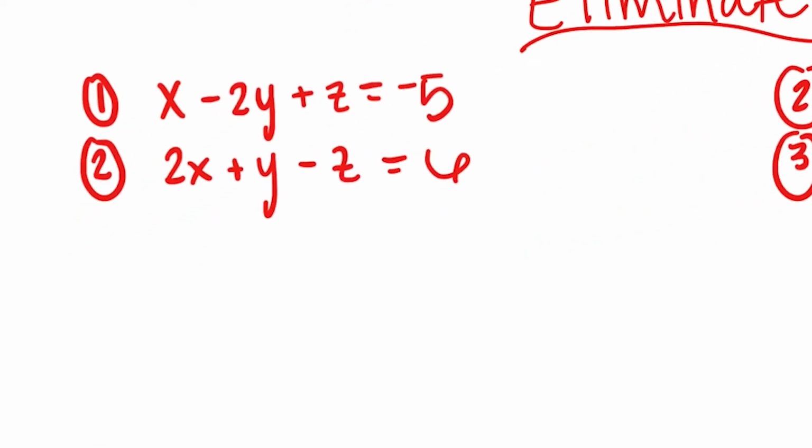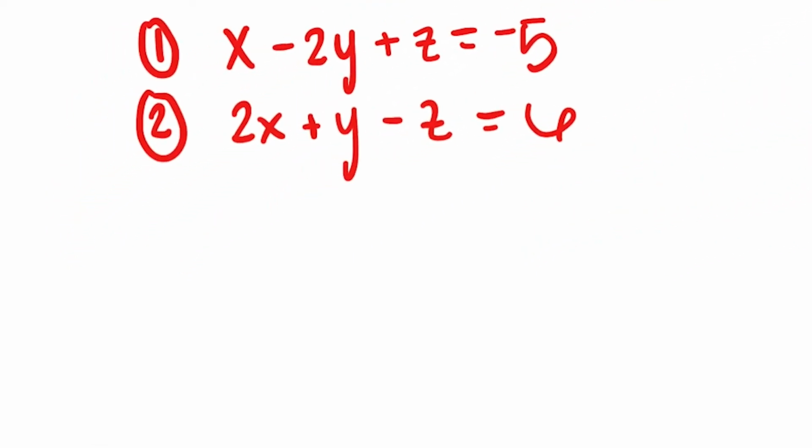If I look at these first two, I want to be able to add the two equations together to completely get rid of y. Right now, if I add them together, these will not go to 0. But what if this was a positive 2y? Then they would cancel. So what I'm going to do is multiply this whole equation by 2.